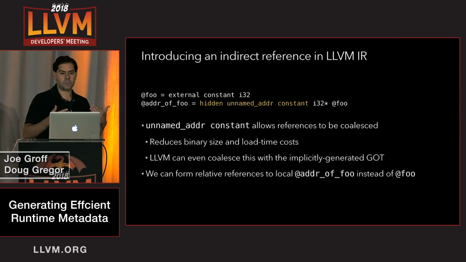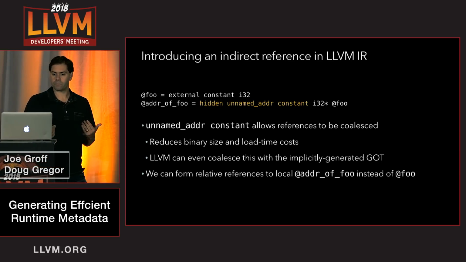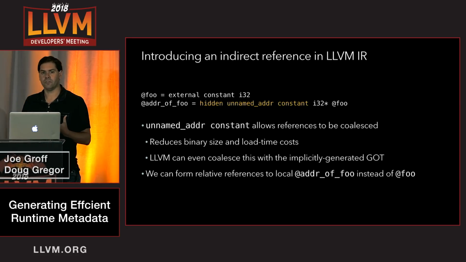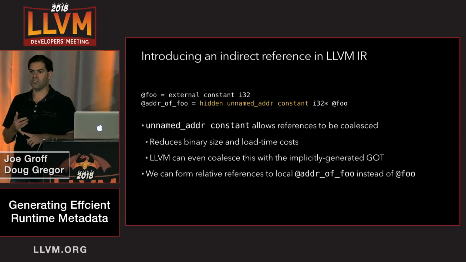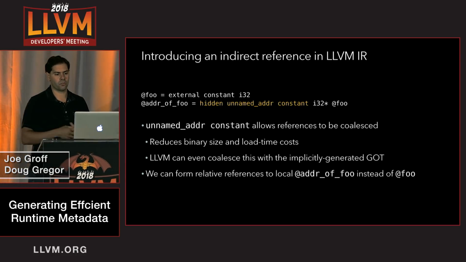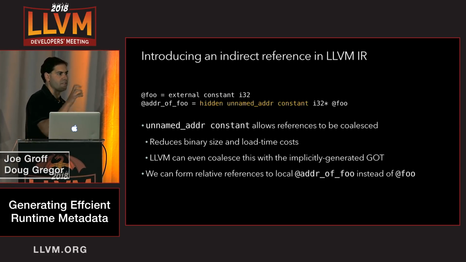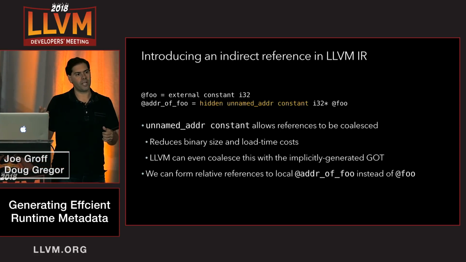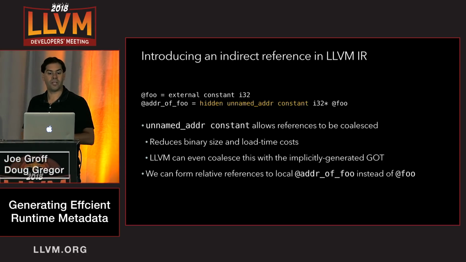But we can make this explicit in LLVM IR to help us refer to metadata that might be in a different image. And so here we've made foo an external constant, and we've represented the adder of foo as a hidden unnamed adder constant. So of course it's a constant, we're referring to some address, although the loader's going to fix that up for us. Unnamed adder says we don't really care about the identity of this adder of foo thing itself, we only care about what it points to. And so that allows LLVM to coalesce all the different references to foo into just a single place.